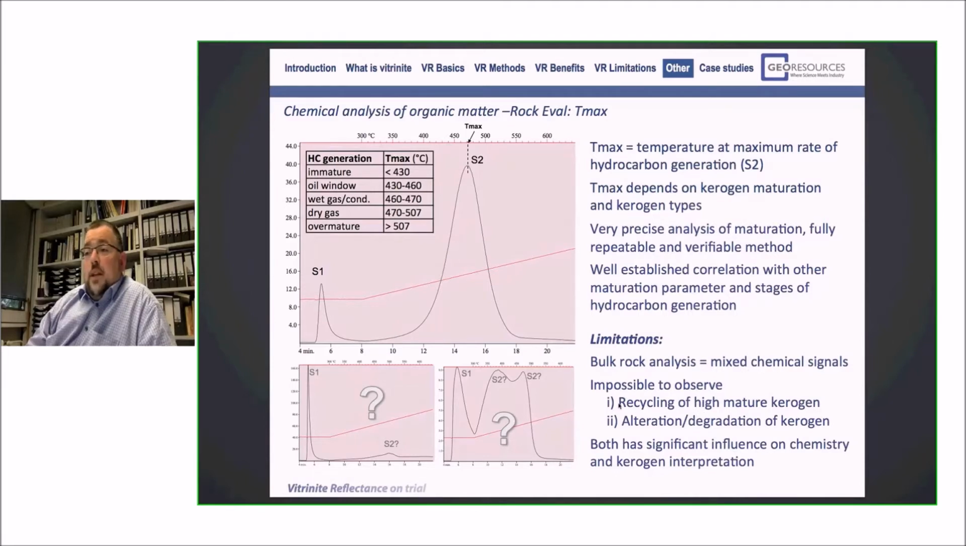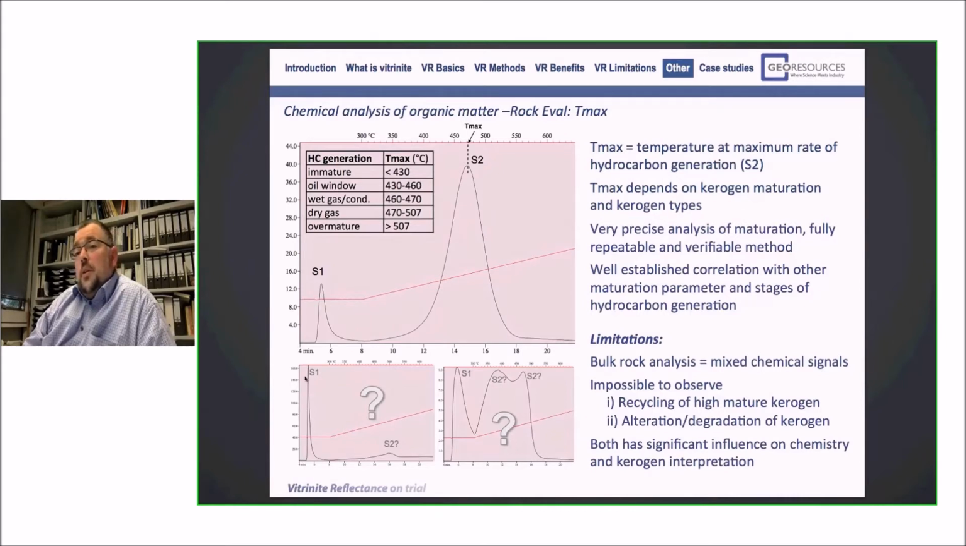So we cannot observe the recycling. If there is recycling of highly mature kerogen in this sample, that can change the Tmax, and we also cannot identify if there is alteration, degradation of the kerogen, because we just measure the whole rock completely. But both the recycling and alteration have a significant influence on the chemistry and the kerogen interpretation based on Tmax. And we see it here. We see a very nice profile, as it should be, S1 and S2.